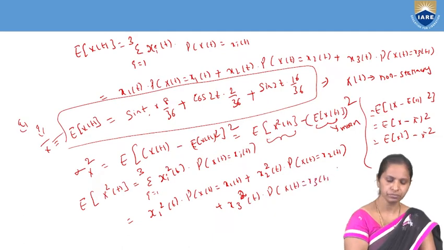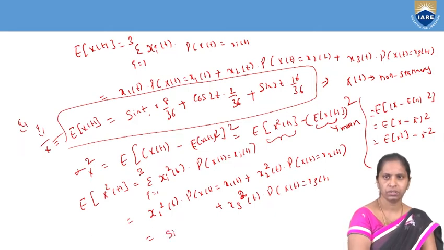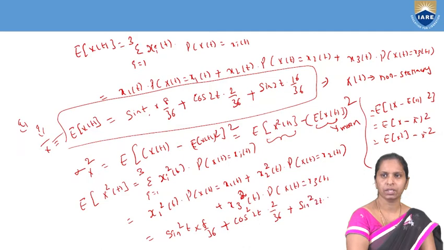Now what is x1 of t in the given problem? Sin t. Then what is x1 square of t? Sin square t. Now what is the corresponding probability of the random process at x1 of t? It is 8 by 36. So sin square t into 8 by 36, plus x2 square of t. What is x2 of t? It is cos 2t. Then the square is nothing but cos square of 2t into 2 by 36, plus sin square 2t into 16 by 36.